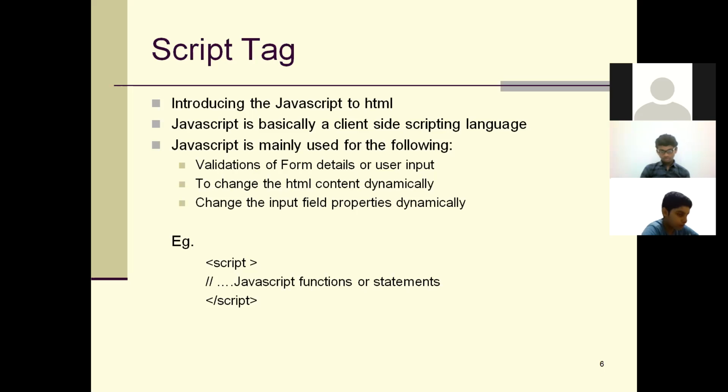Now we'll add the content. So how to add JavaScript? You see an example. To add any JavaScript in the HTML page, you have to use the script tag, less than symbol, script, and greater than symbol, followed by all the statements in the JavaScript.